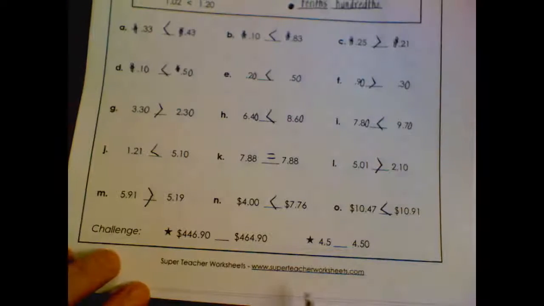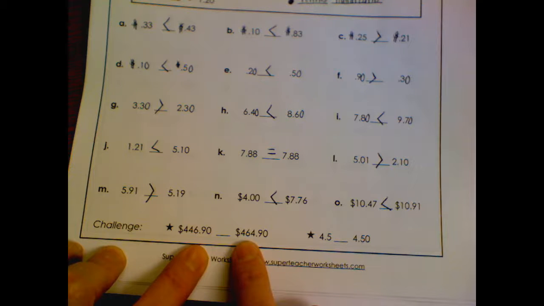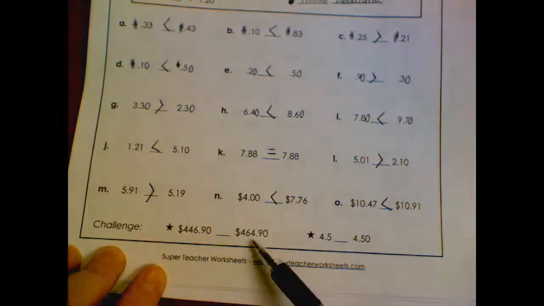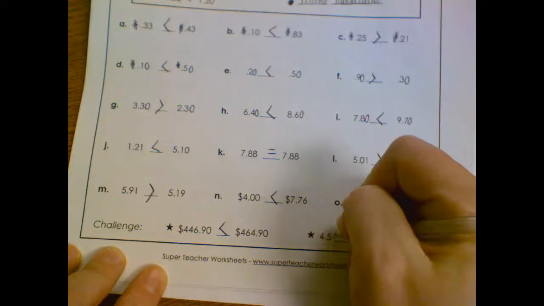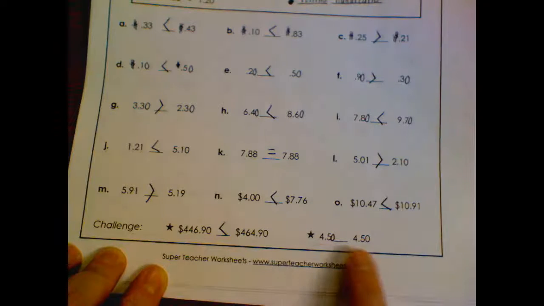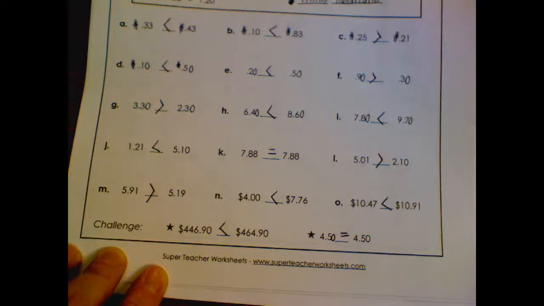All right, challenge, we're doing them. All right, $446.90 or $464. See how it's all in how they arrange the numbers, and they're hoping that you're going to go so quickly you won't notice. What I'm going to do on this one is I'm going to put a 0, and they look equal, right? Because they are 4 and, you can say it 4 and 5/10 or 4 and 50 hundredths. So we're going to put an equal sign here.